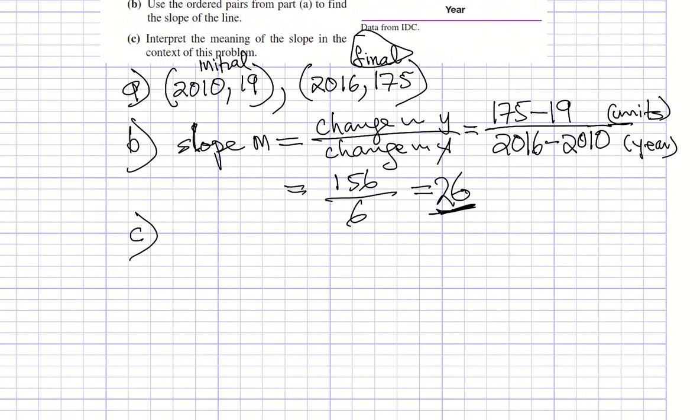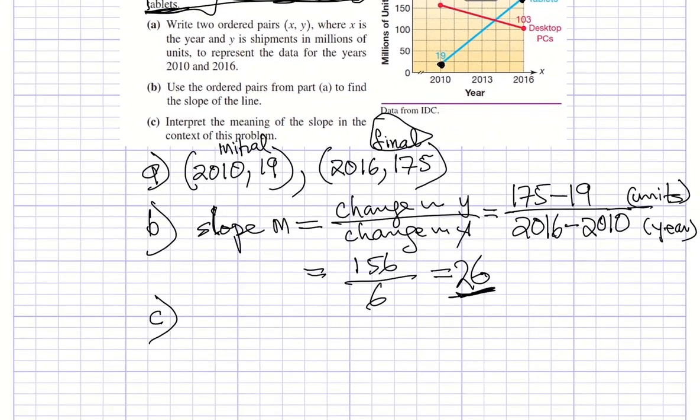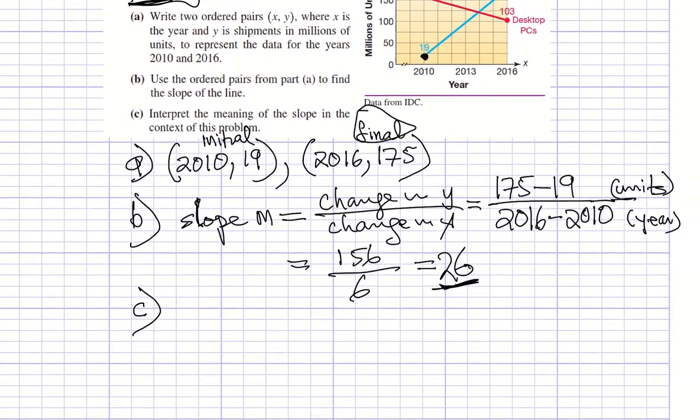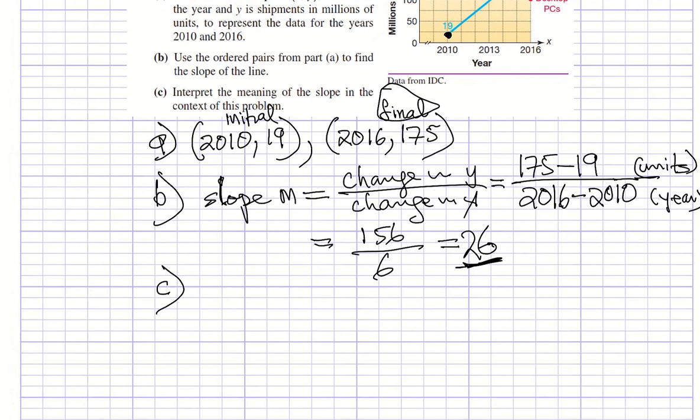But anyway, that's C. We just answer C. Let me write it there. That we increased shipments.